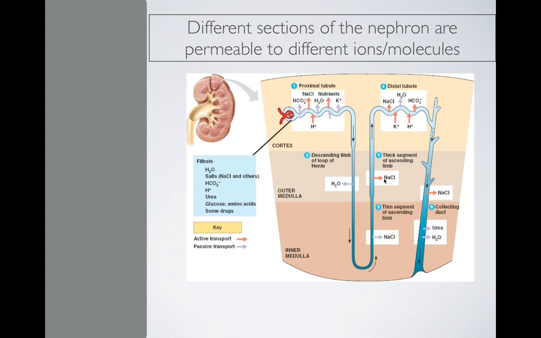Alright, so now we've discussed some of the details in the loop. The filtrate will then proceed through the distal convoluted tubule where some stuff will be reabsorbed, like sodium chloride, more water, bicarbonate. Some stuff will be secreted to be lost in the pee, like potassium, H+.